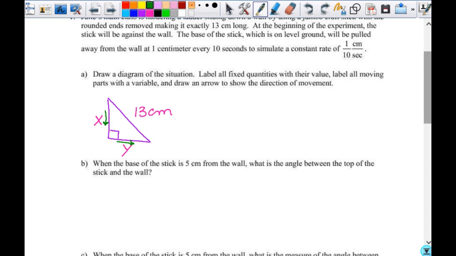This says the base of the stick, which is on level ground, will be pulled away from the wall at 1 centimeter every 10 seconds, 1/10 of a centimeter per second. This is your rate here. Now, do you think that X is also changing at that rate? I'll tell you that you don't really have a great basis to know for sure one way or the other. So it really is just a what-do-you-think kind of question right now. Have you ever had something like, if we were pretending this was one of those dividers or a yardstick that was literally sliding down the wall while you were trying to go grab it.